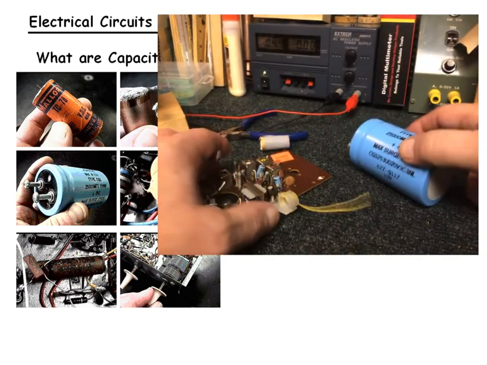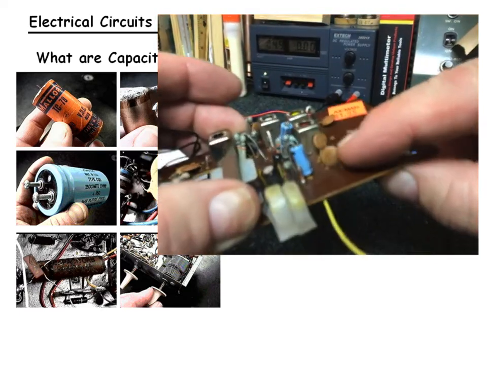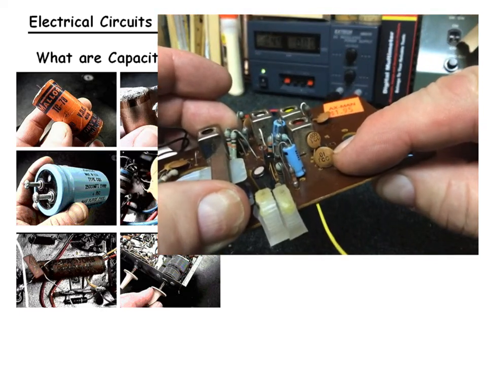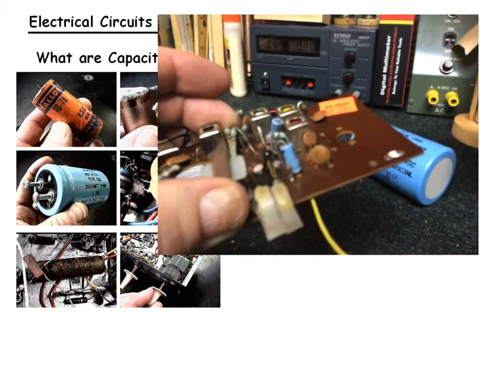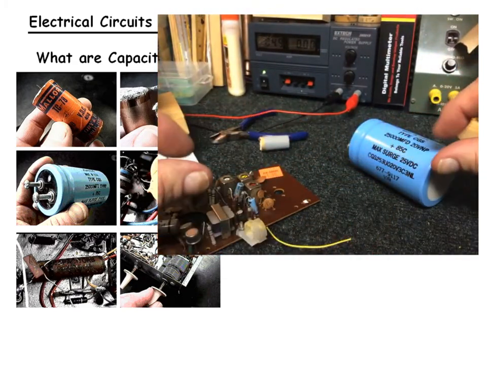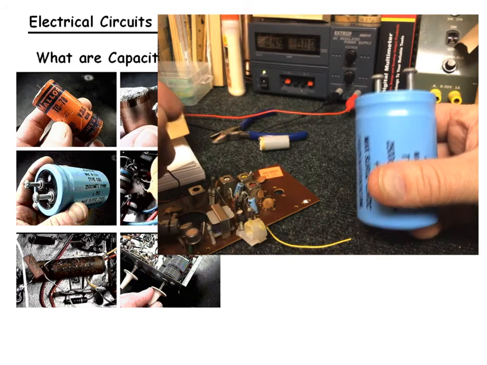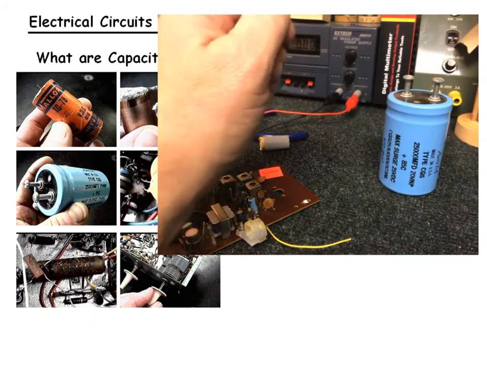Some capacitors are really tiny, like this one right here. It's just got two little disc plates that are separated by some material. Other ones got long strips rolled up inside of a container like that. There's lots of different ways that you could do it.